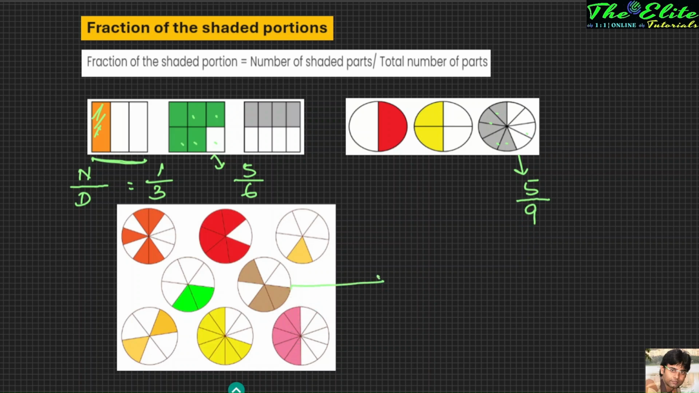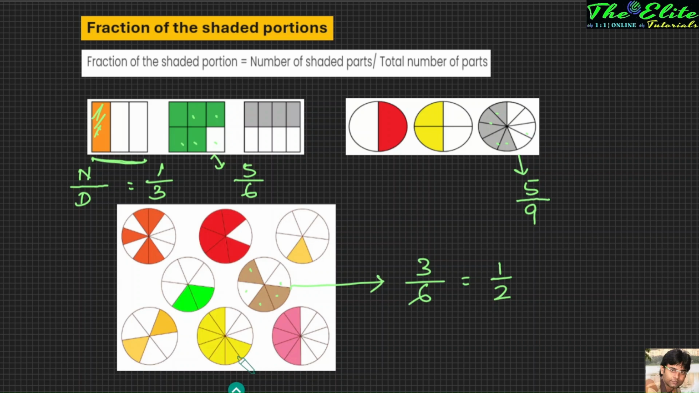For example, here for this figure, if you have to write, quite easy, isn't it? How many parts are shaded? 1, 2, 3. 3 parts are shaded among how many equal parts? You can see that 3 are not shaded, 3 are shaded, total parts are 6. So it can be written as 3/6, which can further be simplified into 1/2, which we will discuss later.